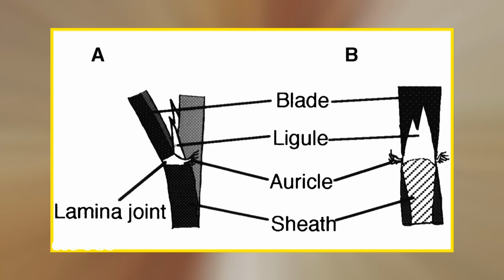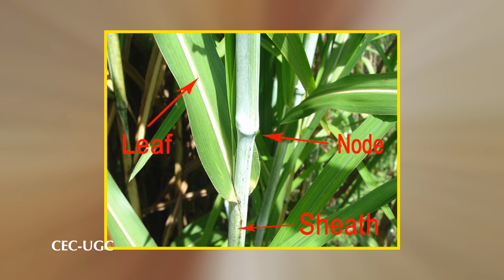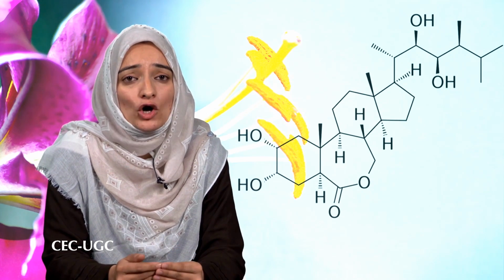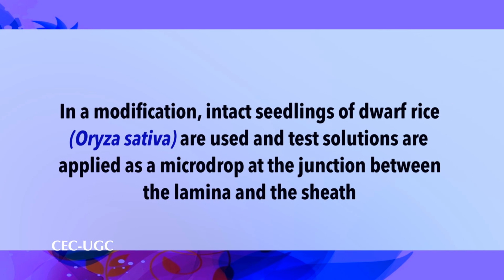Explants consisting of lamina, lamina joint and leaf sheath from etiolated rice seedlings are floated on test solutions and bending of the leaf lamina is measured. In a modification, intact seedlings of dwarf rice, Oryza sativa, are used and test solutions are applied as a micro drop at the junction between the lamina and the sheath.